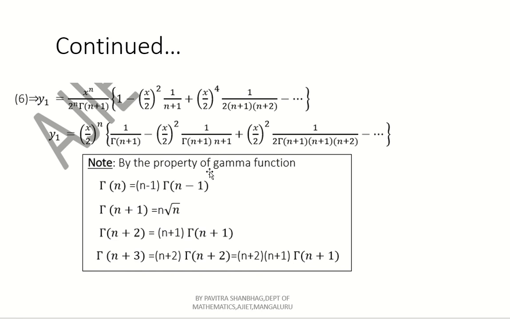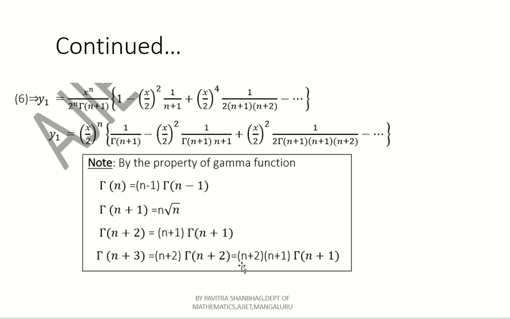See, by the property of gamma function, we have gamma n equal to n minus 1 gamma n minus 1, or gamma n plus 1 equal to n gamma n. It is not root, it is gamma. Next, gamma n plus 2 is n plus 1 gamma n plus 1. One less here. See, gamma n plus 1 means n gamma n. And gamma n plus 2 means n plus 1 gamma n plus 1. Similarly, gamma n plus 3 means n plus 2 gamma n plus 2.